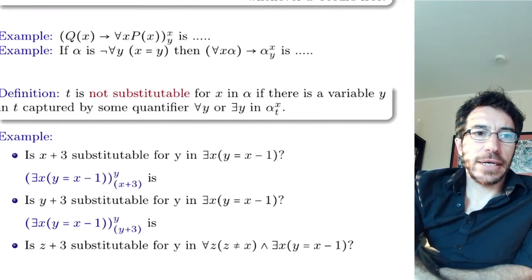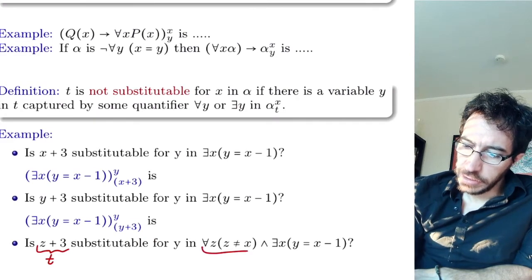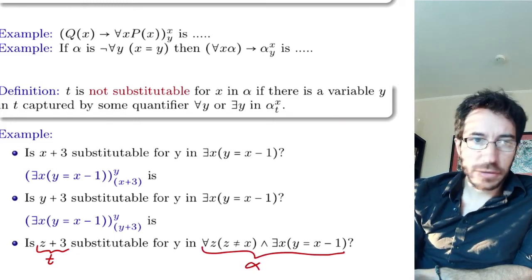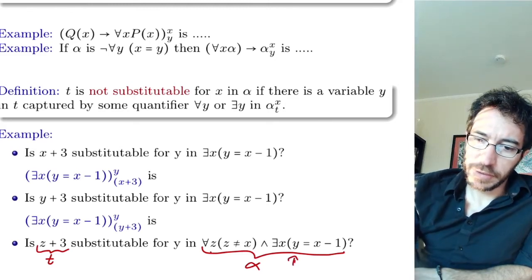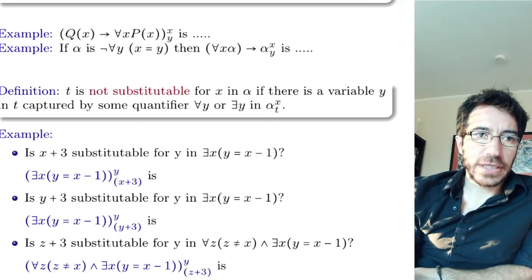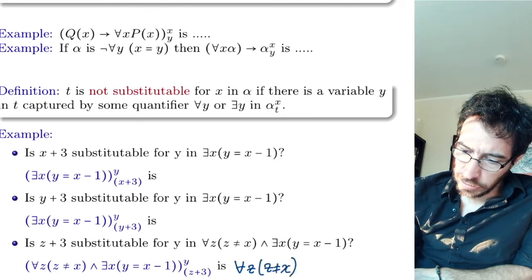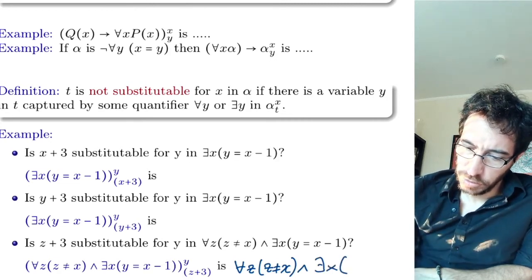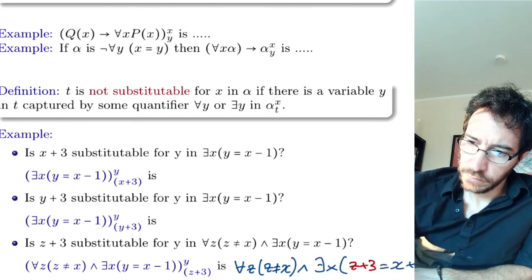What about this one up here? Now this is t and all of this is alpha, and z shows up there and y shows up here. So z is quantified here. Let's see what happens. So let's write down the substitution. We are going to get for every z different than x, and there exists an x, and let me just do red for the substitution, z plus 3 equals x plus minus 1. Okay, so that's what we get.